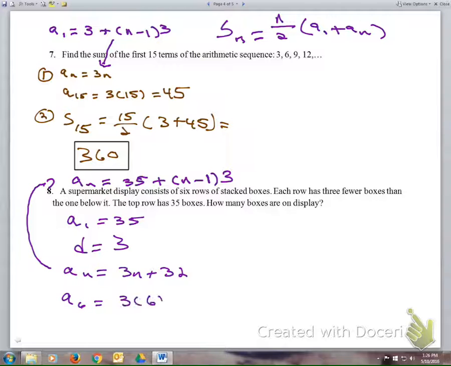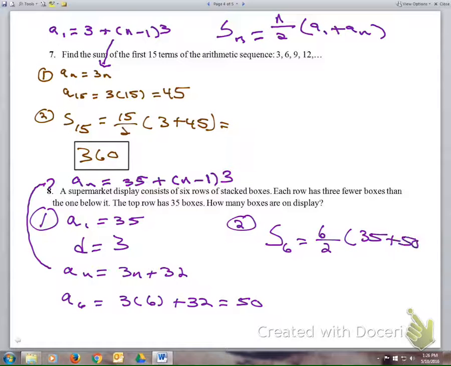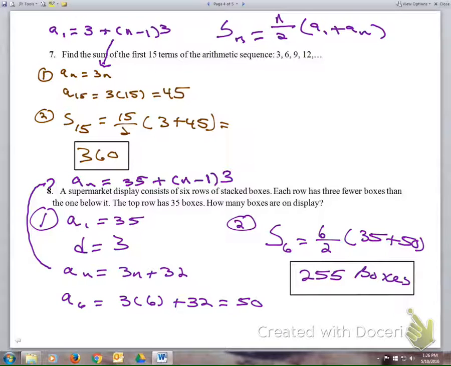So then you want to know what's in the 6th row, because there are 6 rows. And so there's 50 boxes in the 6th row, 35 in the 1st row, 50 in the 6th row. So you've got 6 rows, so 6 over 2 times the 1st row, which is 35, plus the 6th row, which is 50. And there you go. You got 255 boxes.